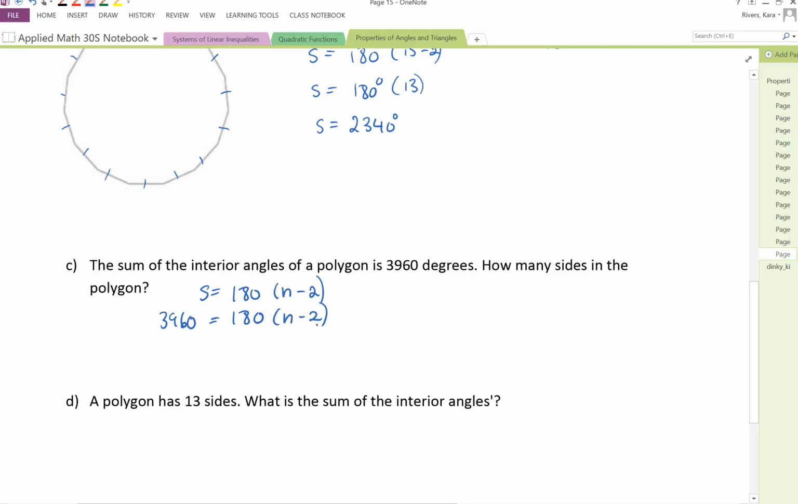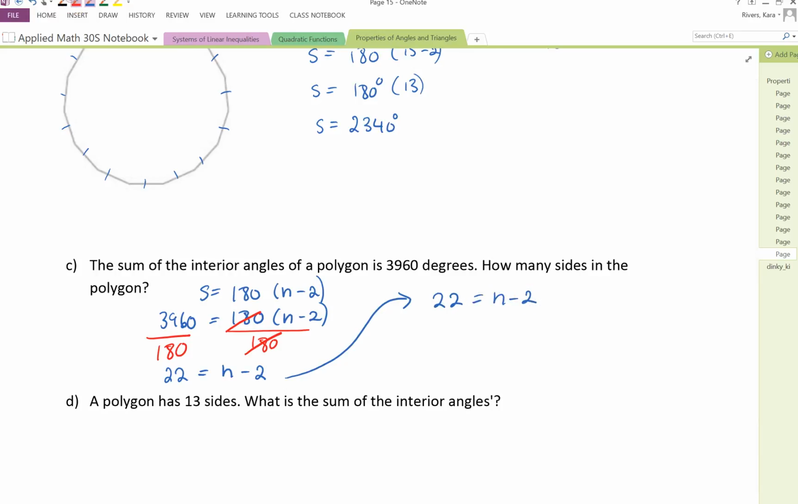How do I solve for n? Well, the first thing I'm going to do is get rid of that 180 degrees. So if I divide through by 180 on both sides, that helps get rid of that. And I'm left with 22 is equal to n minus 2. Well, all we have left to do now is to get that n by itself by adding 2 to both sides. That's a 0 pair. And I've got that 24 is equal to n. And that means that the polygon has 24 sides.